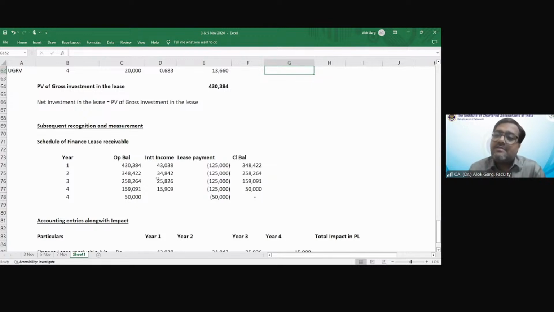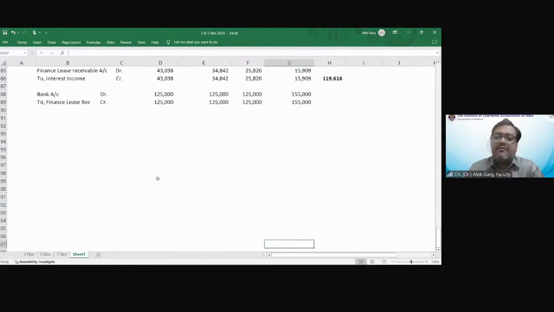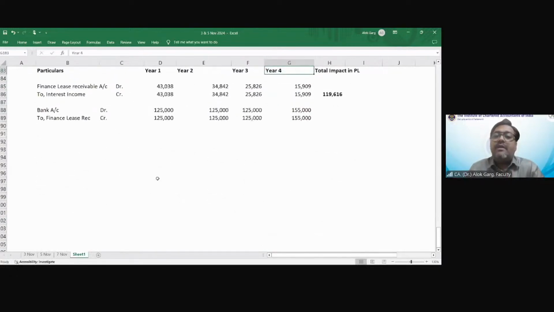What is your net investment in the lease? Present value of gross investment is equal to net investment. And whatever is the net investment, that is the value of finance lease receivable. Correct? So friends, in this case, you will debit bank account and credit finance lease receivable 1,75,000.